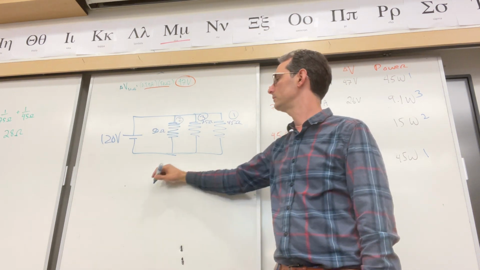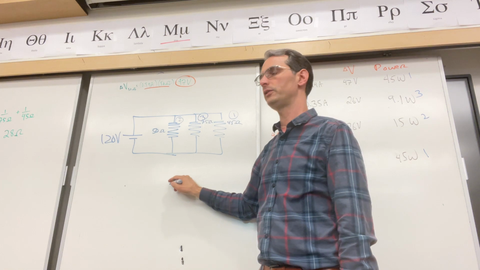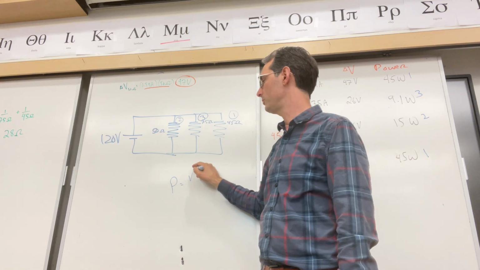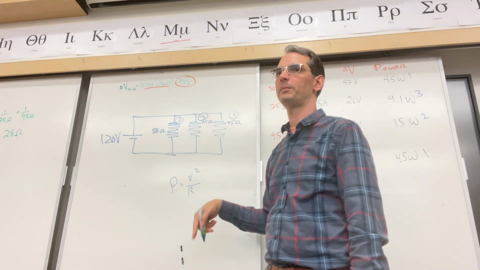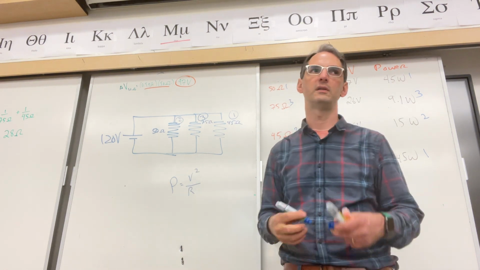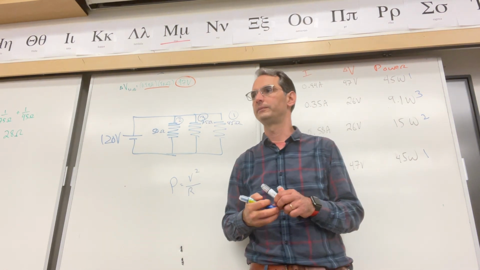There's also a formula that would tell us power is V squared over R. The bigger resistance gives lesser power for the same voltage because it draws less current.